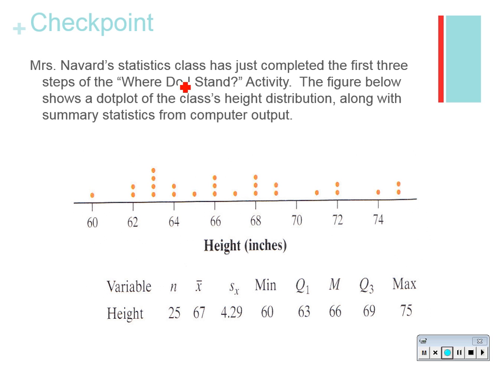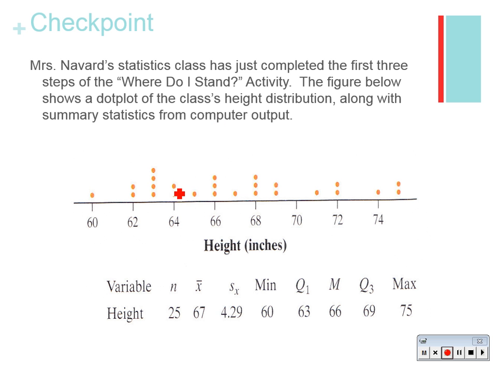So picking up with the first checkpoint question here just to see if what you did was right. It says Mrs. Navarre's statistics class has just completed the first 3 steps of the Where Do I Stand activity that we did in class. The figure below shows a dot plot of the class height distribution along with summary statistics from the computer output.